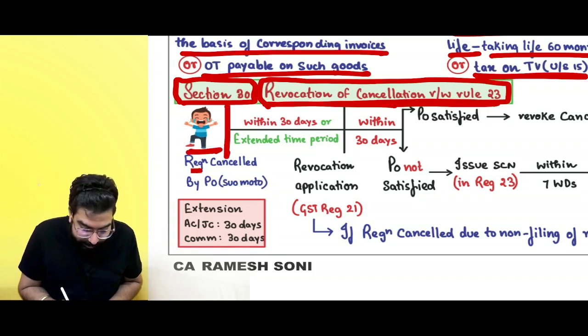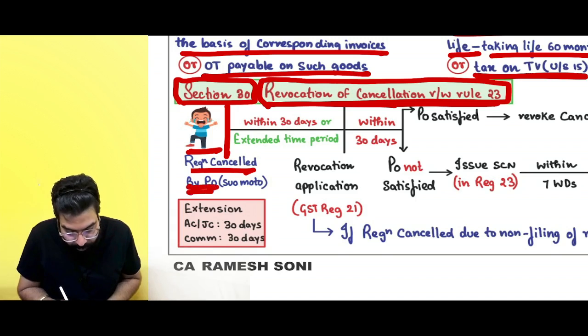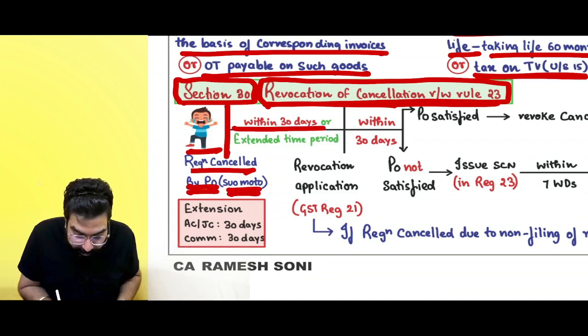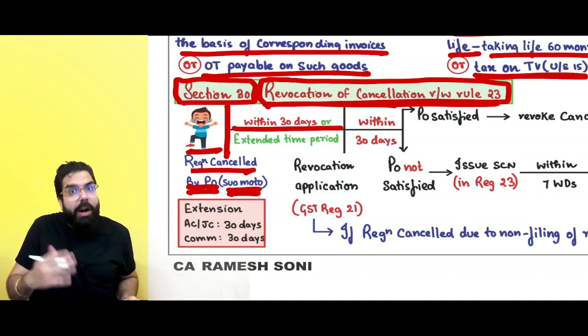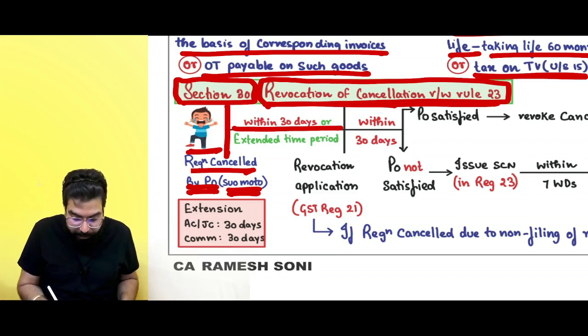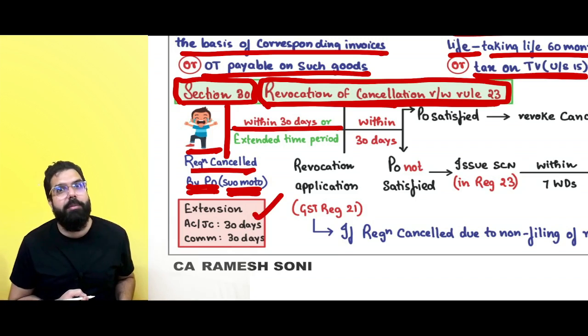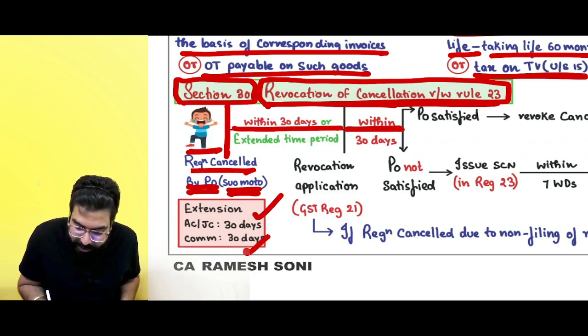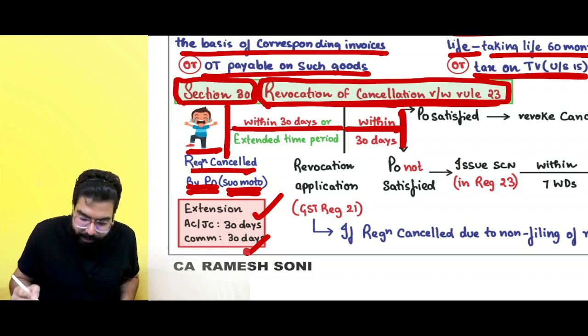They are telling registration cancelled by the proper officer. Suo moto, the proper officer went ahead and cancelled your registration. Go within the next 30 days, or the extended time limit. An extension of the time limit can be given by the additional commissioner or joint commissioner by 30 days, and the commissioner by a further 30 days. Within the extended time limit, go ahead and apply.